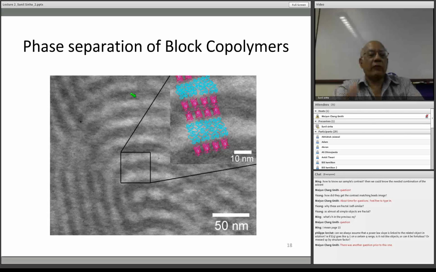I mean, for instance, if something is fractal only between 1 nanometer and 1.1 nanometer, it's meaningless to say it's a fractal object, right? It has to be over a significant length scale, and therefore over a significant Q range.